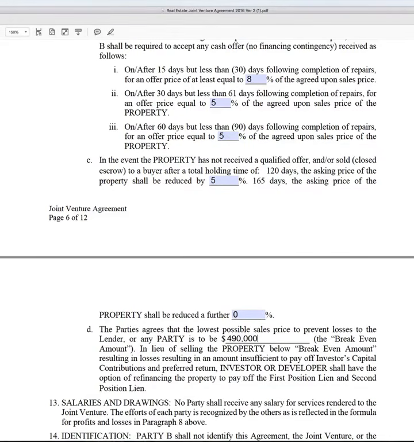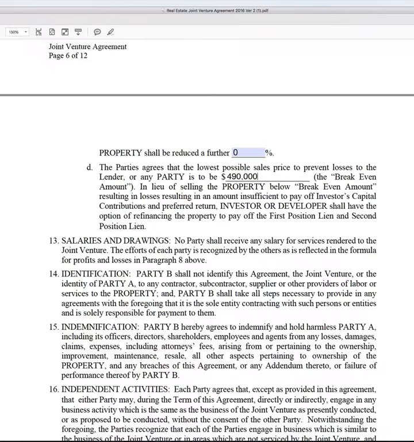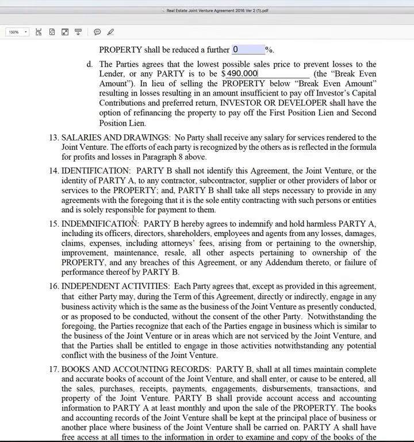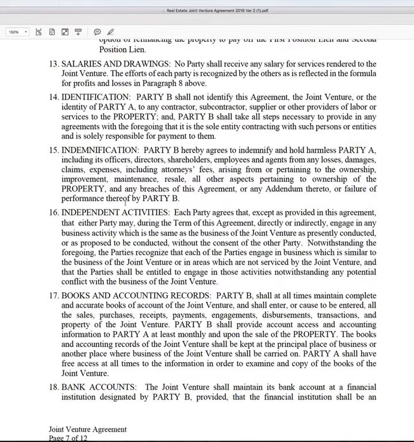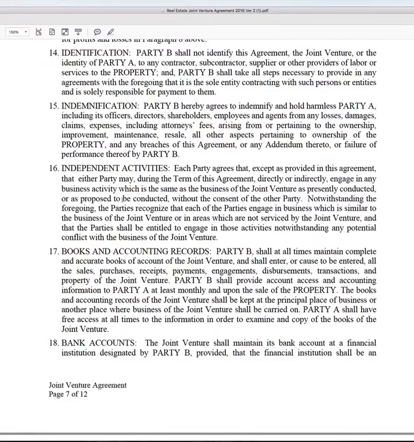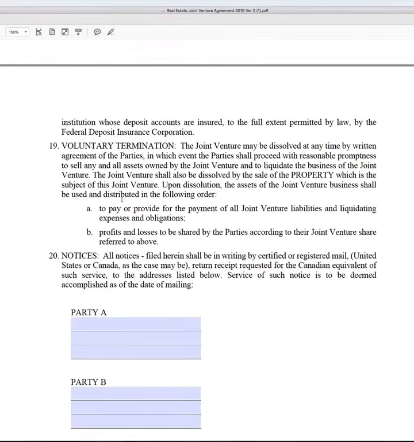So if that doesn't happen, then we're going to possibly turn the property into a rental and lease it if we cannot sell it or we can't come to an agreement. Again, there are other important clauses in here. Salaries: no party shall receive a salary for services rendered to the joint venture, and so on. Important clauses that you need to have in a joint venture agreement. They provide protections for each party. Of course, you would want to read these and make sure you understand what they do for you.